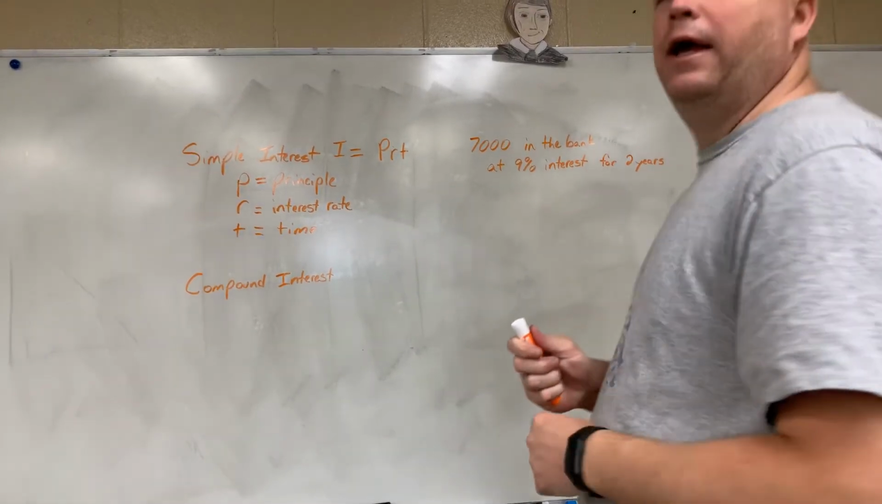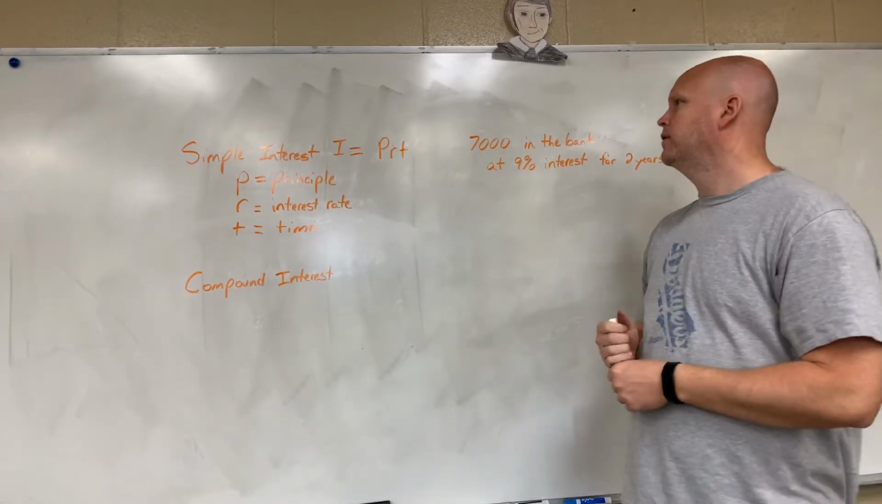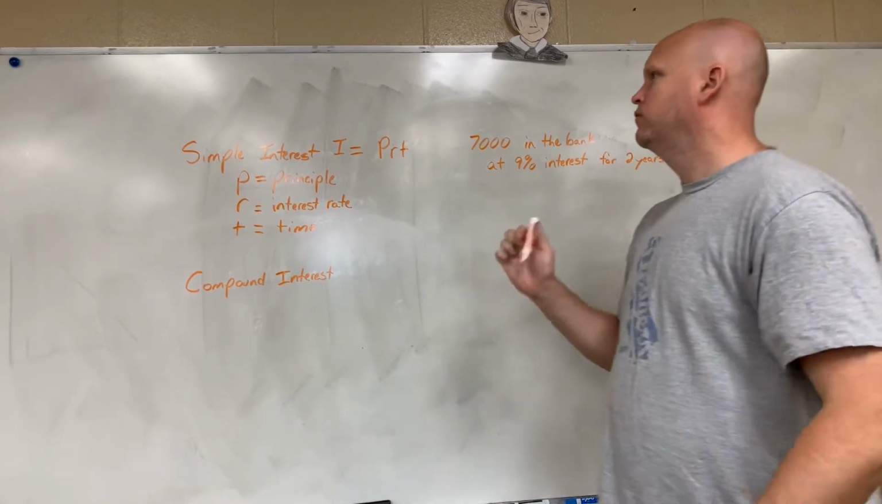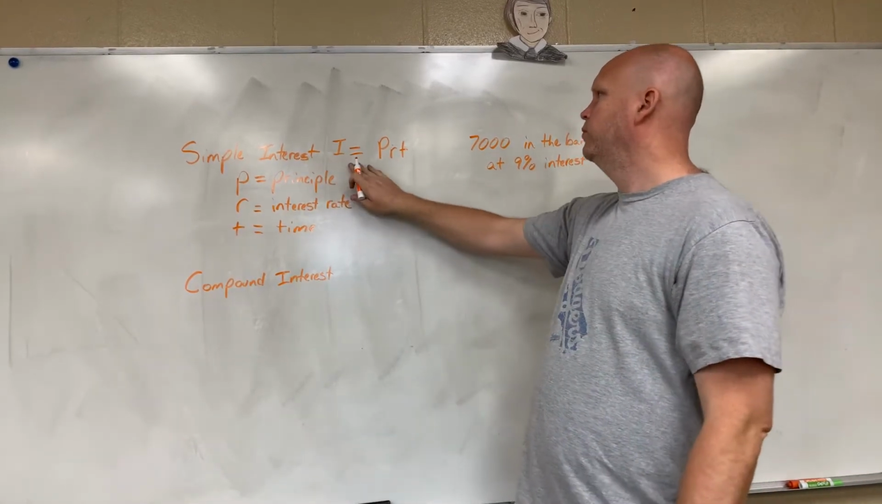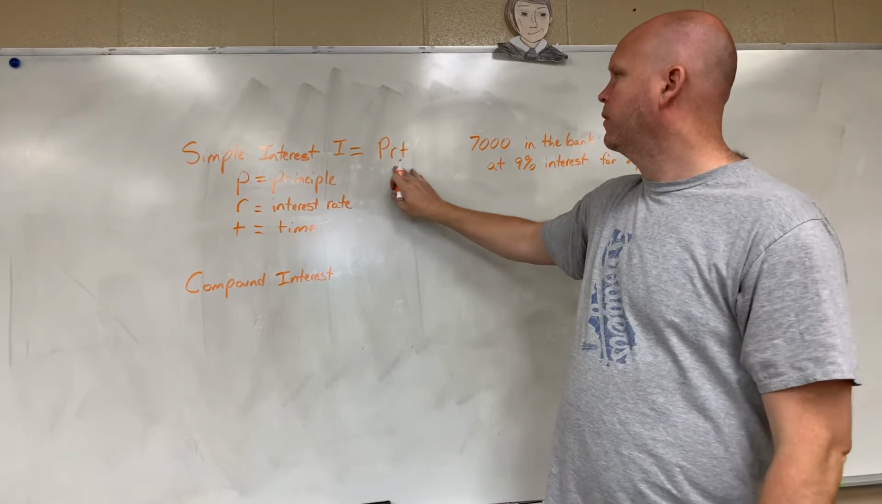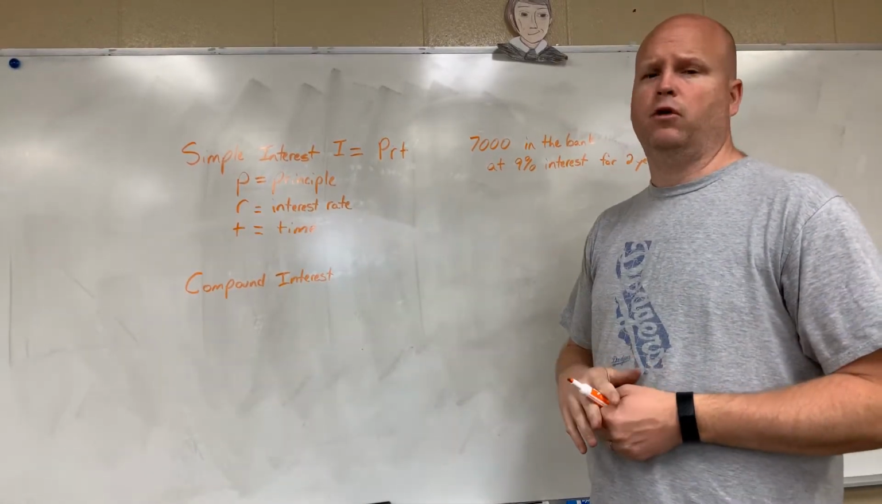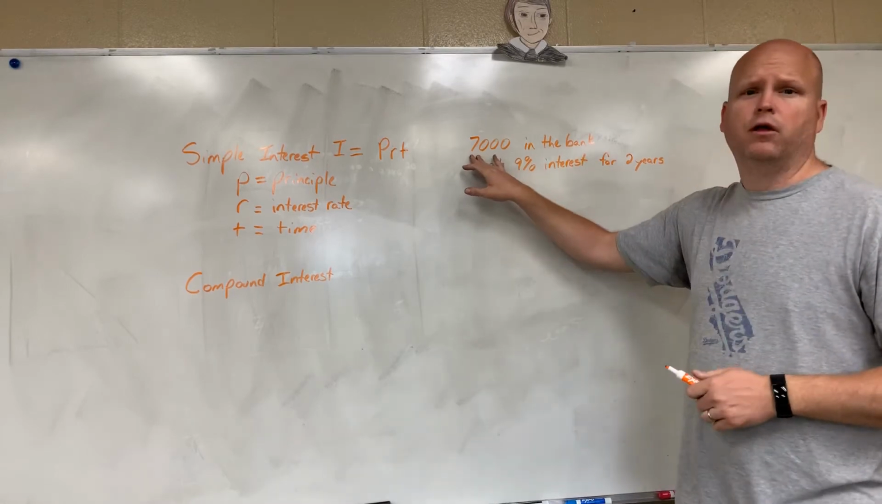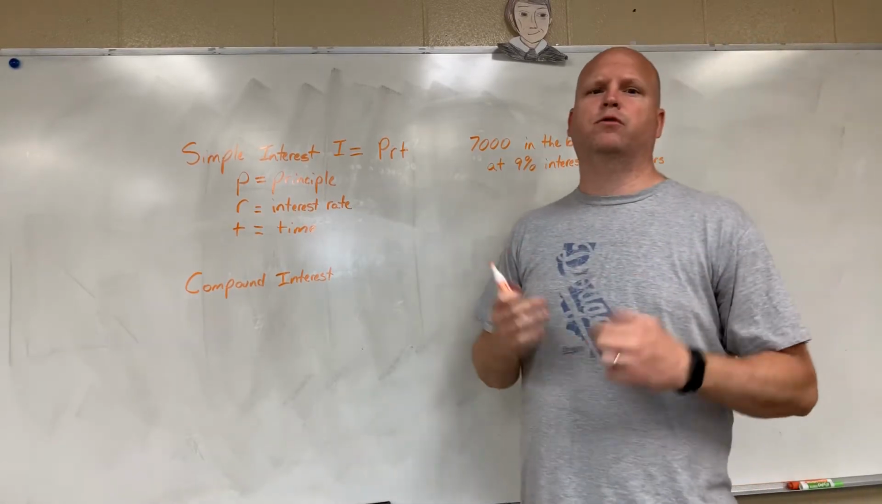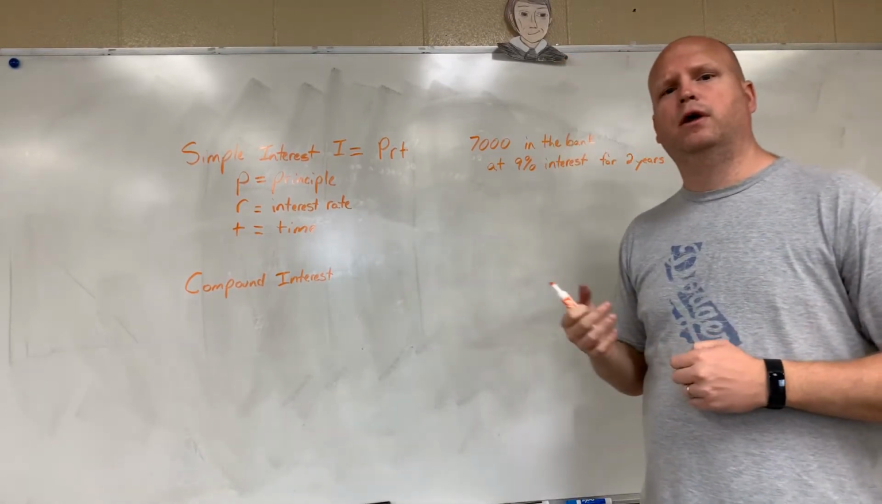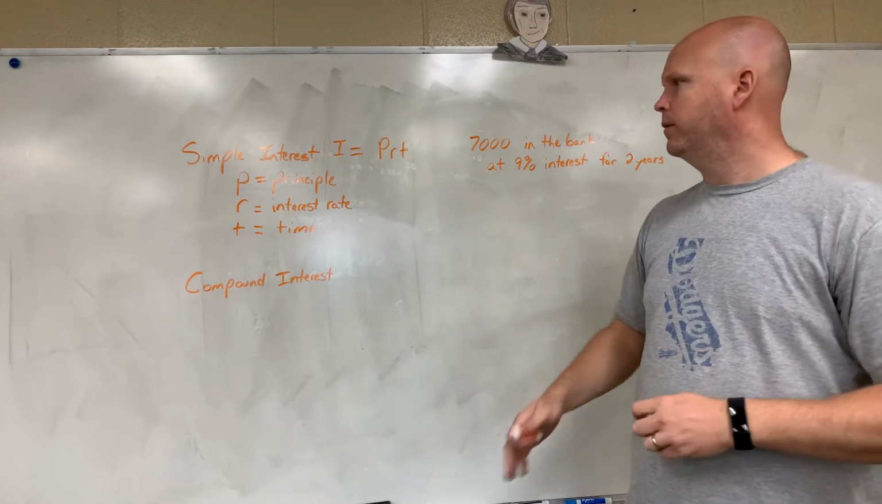Alright, today is simple interest and compound interest. So to find simple interest, we do principal times rate times time. Principal is the amount of money you're putting in the bank. So in this case, it'll be $7,000. Could be 500. However much money you are putting into the account that you're going to gain interest on.